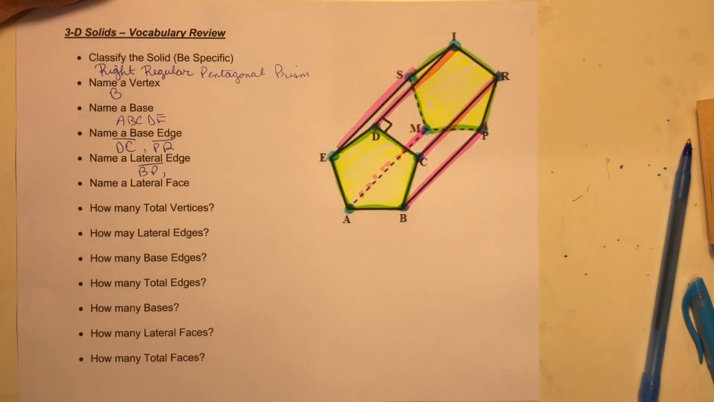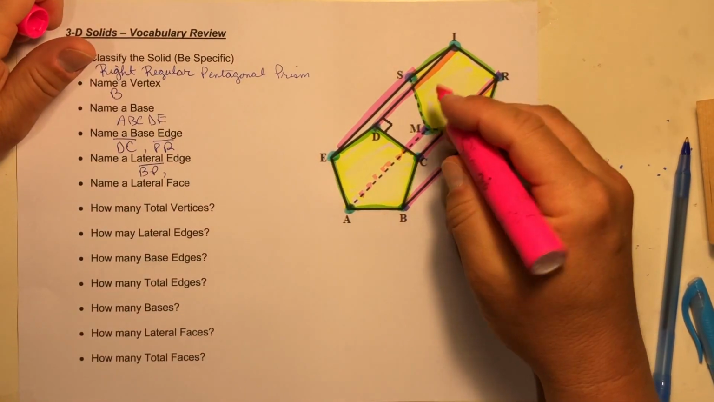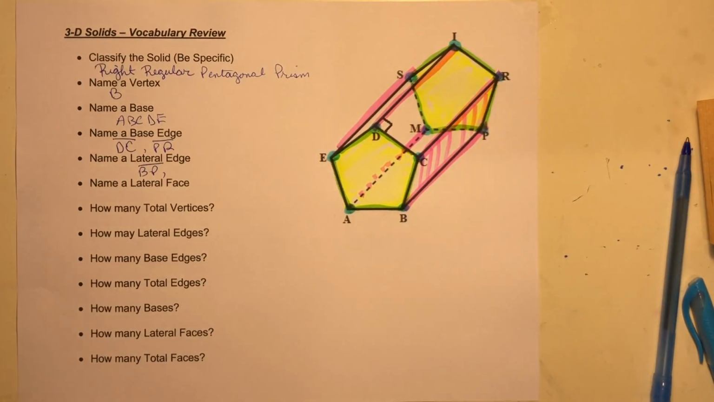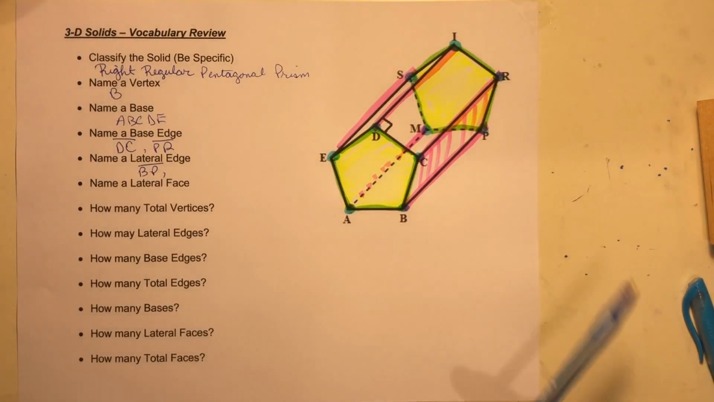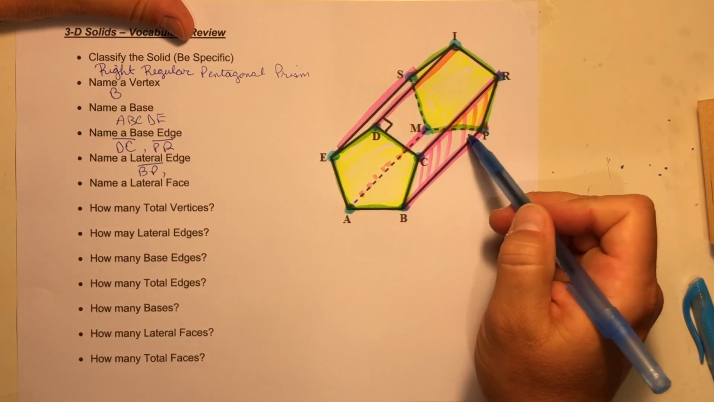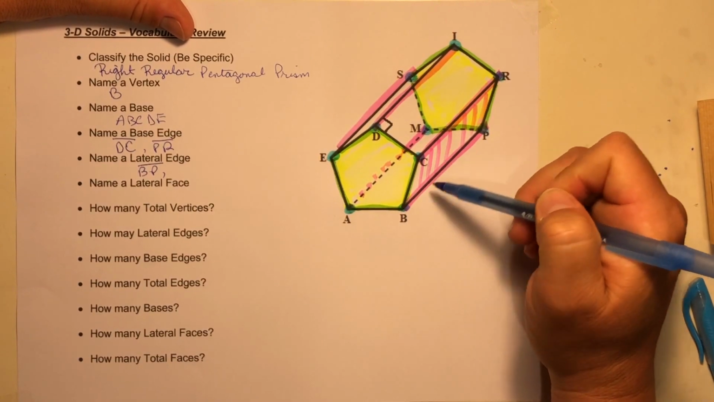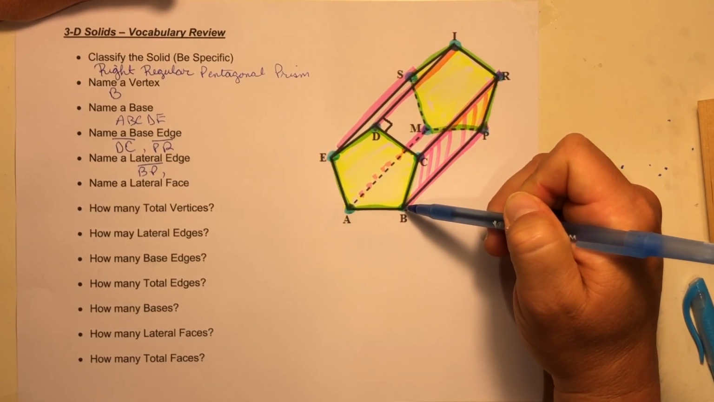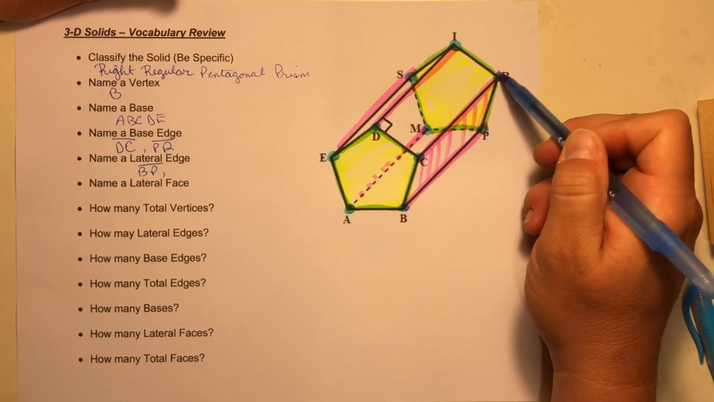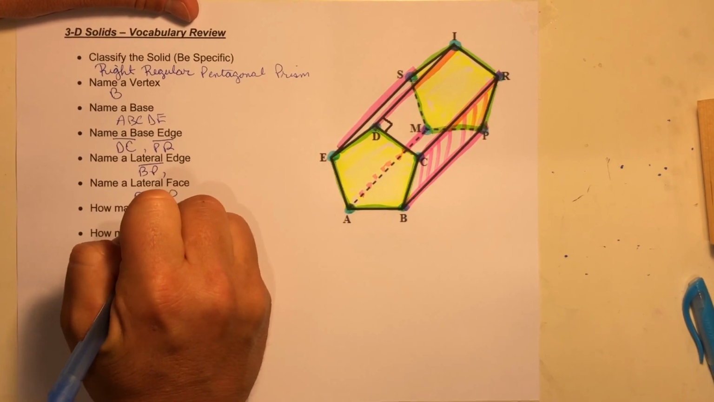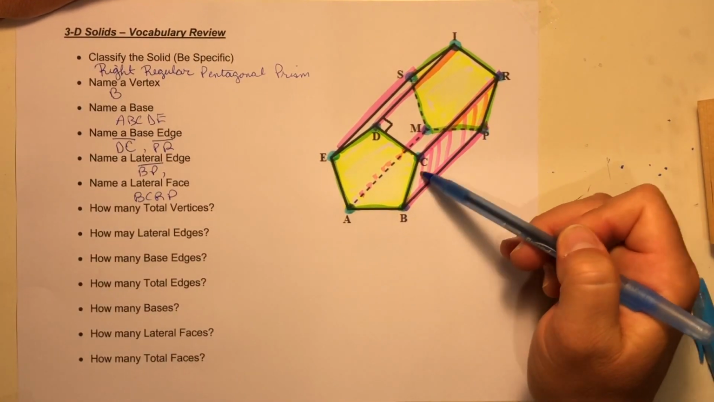Finally, I'm gonna pick this face right here, okay? Which is what shape, right? That's gonna be a rectangle. So name a lateral face. Well, I just highlighted it in pink. Now this lateral face is a rectangle. So I'm gonna just literally list the four letters in order. So I'm gonna call this BCRP. So the lateral face, BCRP, is one of the lateral faces.